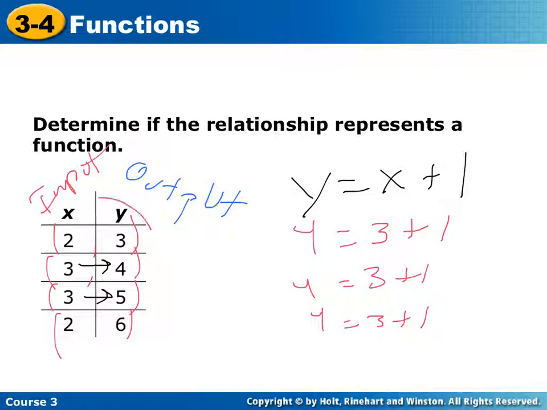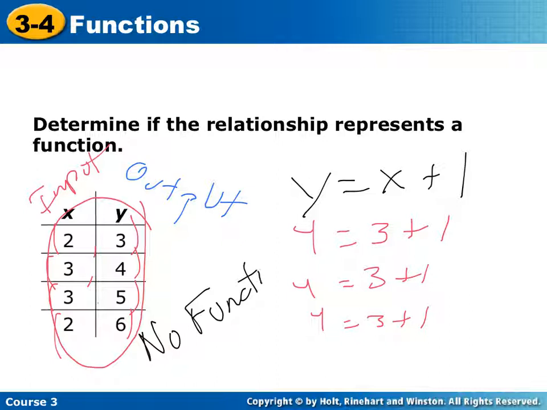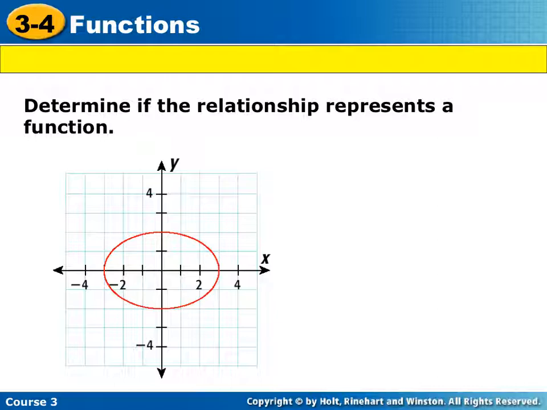Notice how in this table, where we're seeing if it's a function, my 3 goes to 2 different outputs. We cannot have an input go to 2 outputs. So, does this represent a function? No. This is not a function. Each input has one output. I want you to write this down. Pause now, write this down.